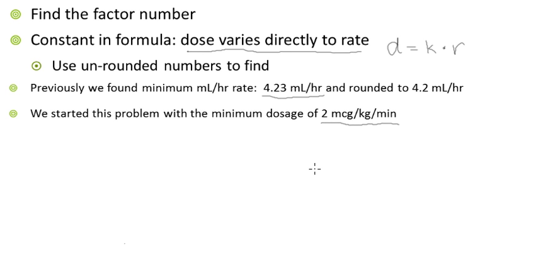Now, if you remember, in variation problems, we don't put the labels in. So I know that this amount with the weight is the dose, and I know that this that I would set on the IV pump is the rate, and I'm just going to substitute them into the formula. So I have 2 equals K times 4.23. And I have a little algebra equation. One step solves it, so I divide both sides by 4.23.